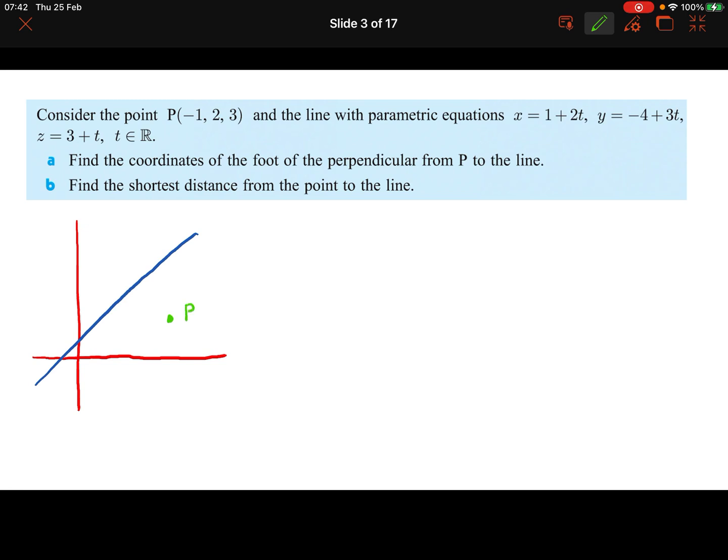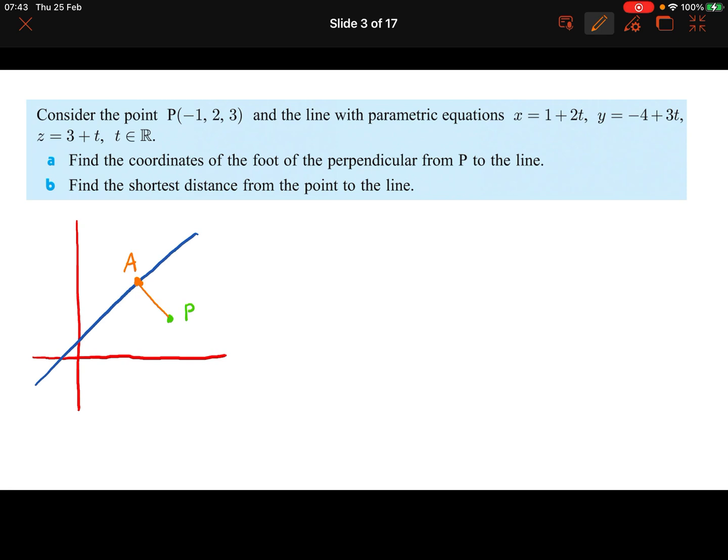It says find the coordinates of the foot of the perpendicular from P to the line. Now what does that mean? It means if I draw a perpendicular line from P to the line, it wants to know what that coordinate is going to be. That is what the question is asking. Notice that part B says find the shortest distance from the point to the line. Let's call this point A. Well, it's just going to be the distance AP, because the shortest distance is going to be if we move in a perpendicular fashion towards the line. So it's helping with both questions.